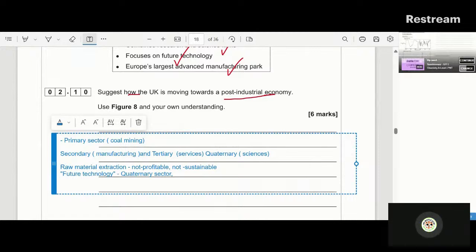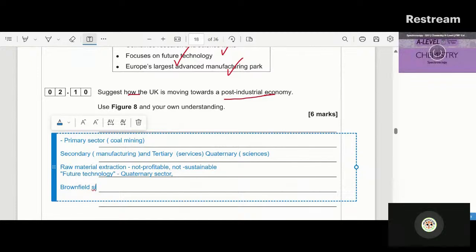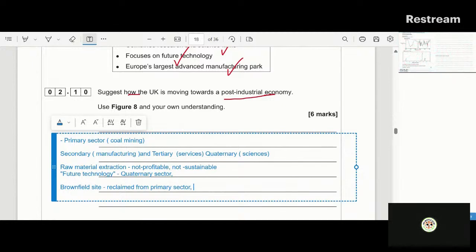On top of that, we're told that it's built on a brownfield site. That is important information, because if it's built on a brownfield site that has been reclaimed from the coal mining industry, then it's been reclaimed effectively from being used within the primary sector. So you're linking the sectors together. You're now using primary land for something that's more secondary and quaternary.